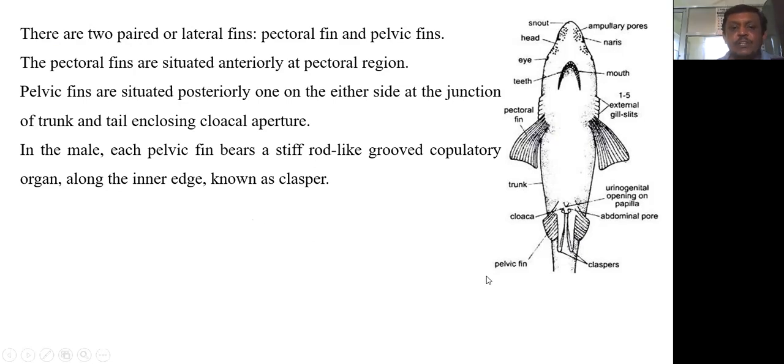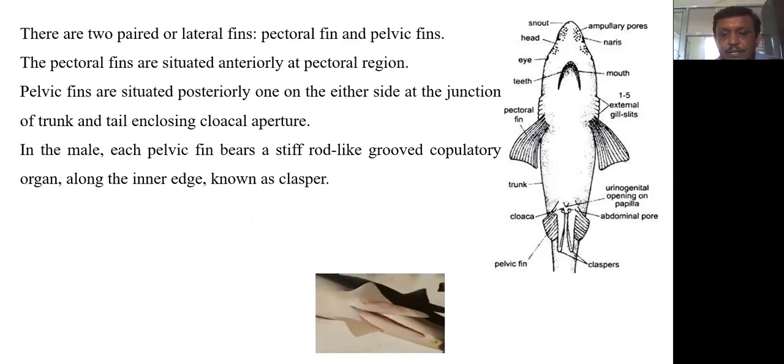The groove is present on the inner edge, and this type of rod-like structure is called a clasper. Here in the diagram, it is clearly shown in the Scoliodon. These are the claspers. These are stiff rod-like structures which are only found in male Scoliodon, so called claspers. These are male copulatory organs.